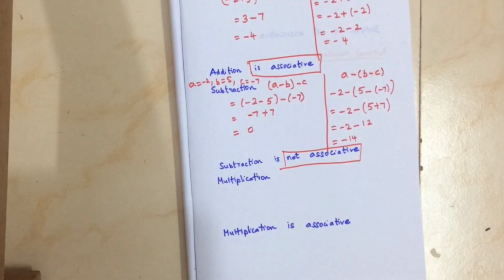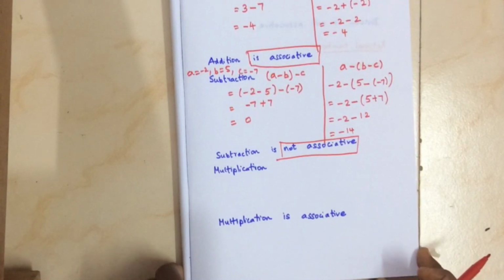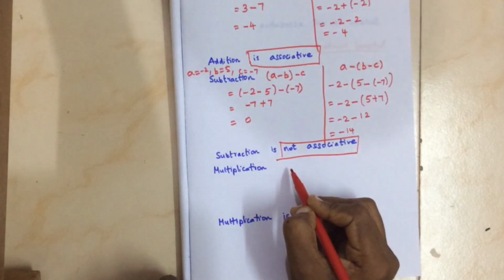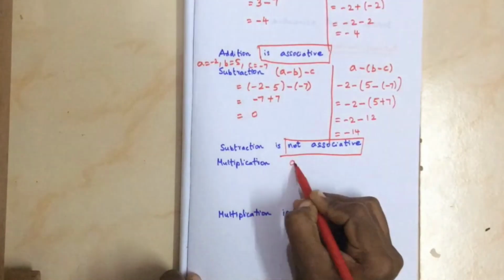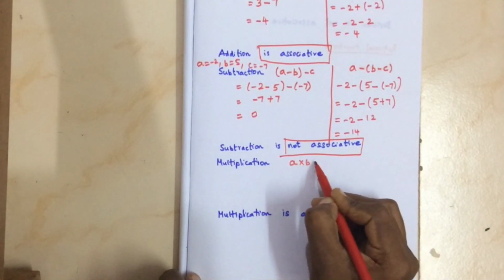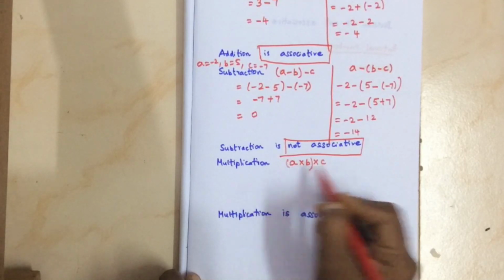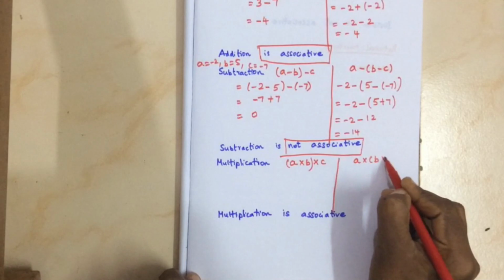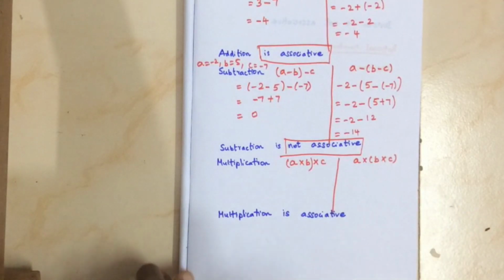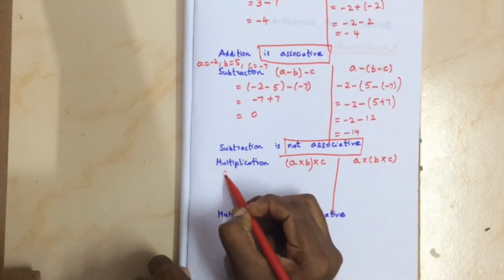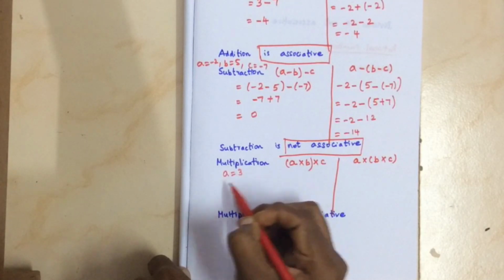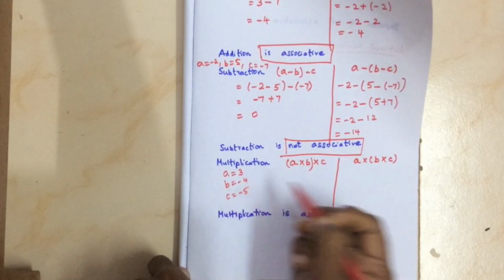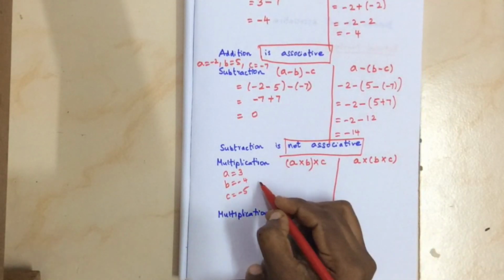Okay. So next we will proceed to multiplication. For multiplication, we have to prove that a into b multiplied by c on one side should be equal to a multiplied by b multiplied by c. I am taking three numbers such that a equals 3, b is minus 4, and c is minus 5. So what comes here?